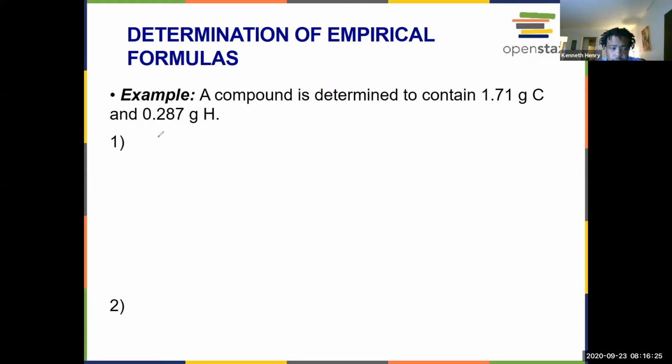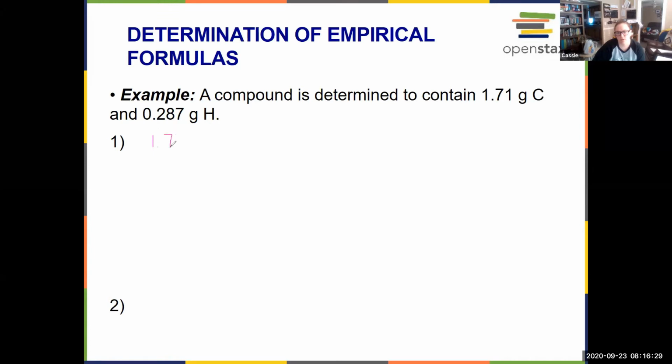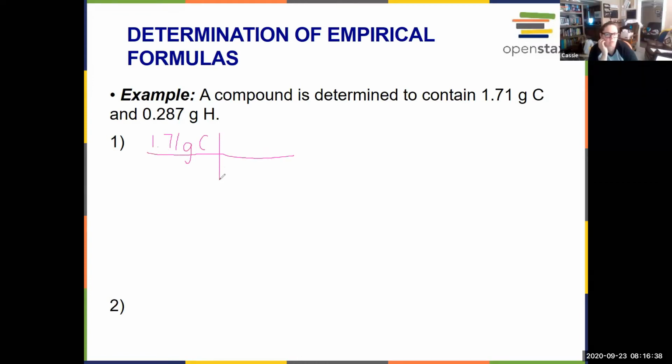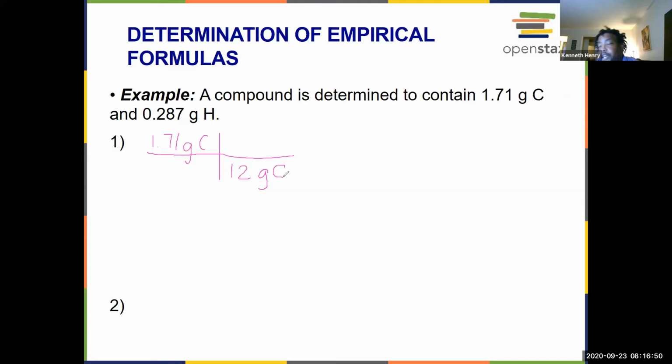You take what you have of carbon, what you're given, and then how do I change that to moles? You have to take your mass of carbon. What is the mass of carbon? Was it 12? So I'm putting it at the bottom, because they have to cancel, since you want moles. So the moles will be on top.